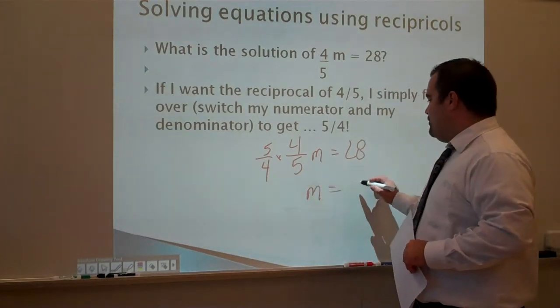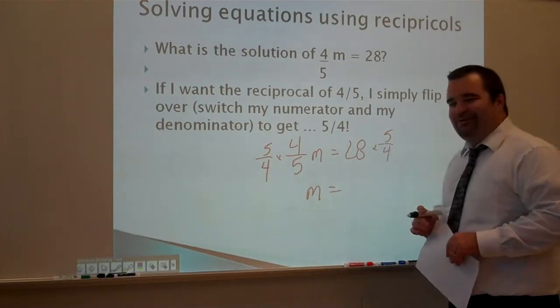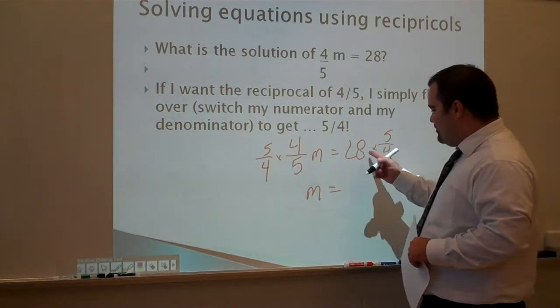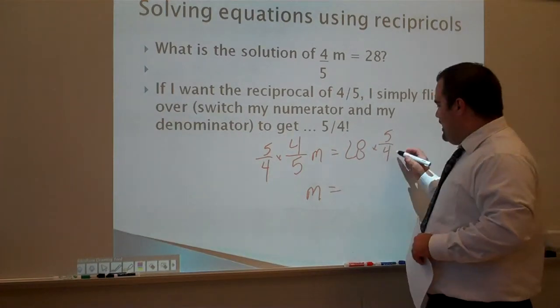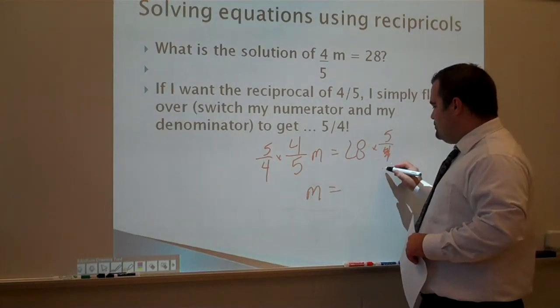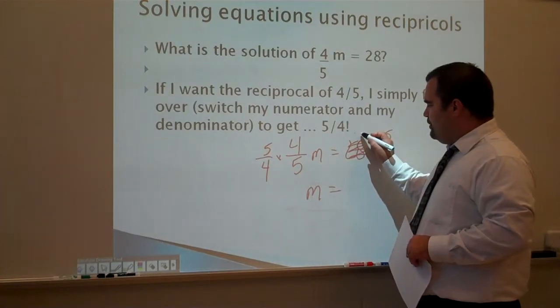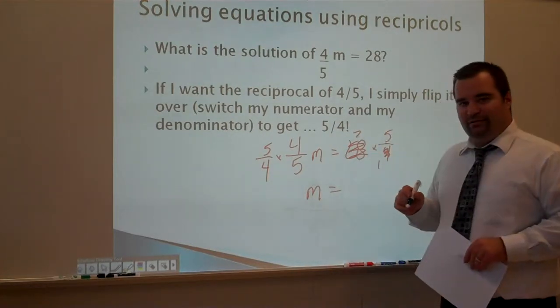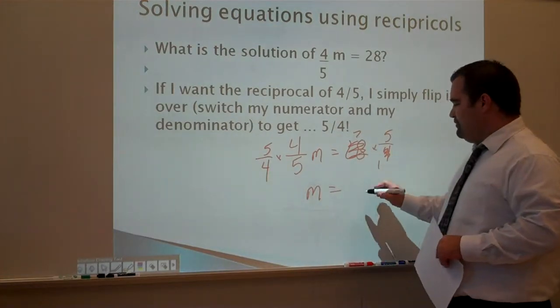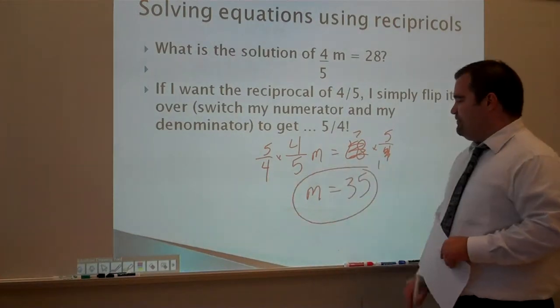I get m equals 28 times 5 over 4. Now I could do the long math here, or I could do a little shortcut. I know that 4 is a factor of 28. How many 4s are in 4? Just 1. How many 4s are in 28? 7. 7 times 5 is 35. Times 1, divided by 1, m equals 35.